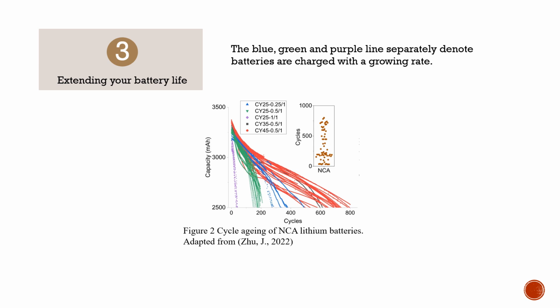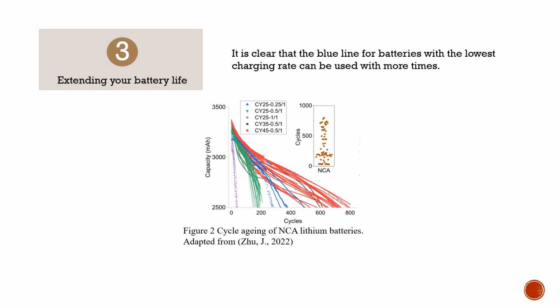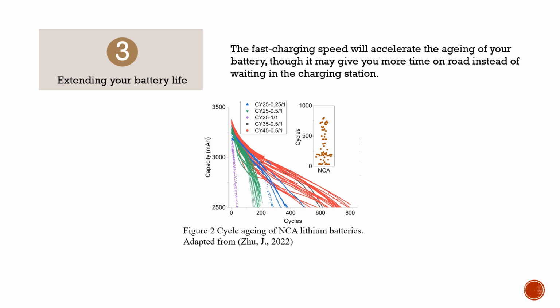A different charge rate means that if you charge with a higher rate, your battery will be charged in a faster way. But it is clear that the blue one, with the lowest charging rate, can be used more times because it has more cycles. This means fast charging can speed up the aging of your battery, though it seems to give you more time on the road instead of waiting in the charging station.